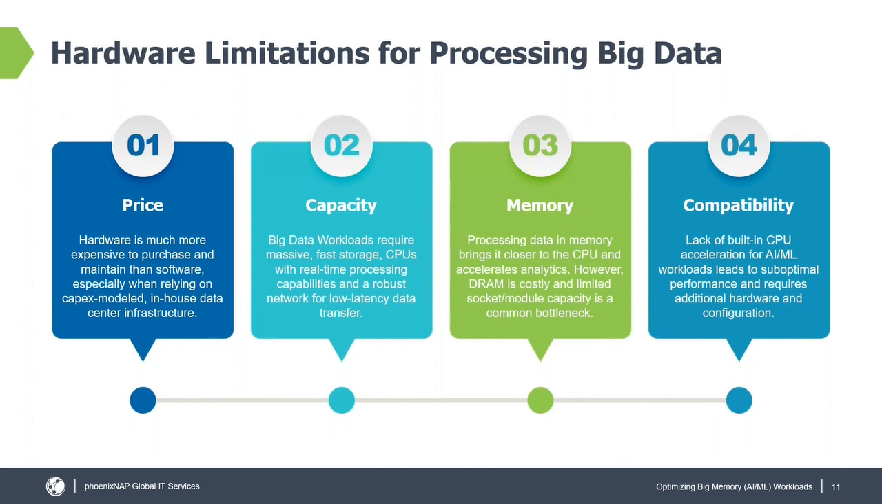When we're dealing with processing data in memory, bringing data into memory will bring it closer to the CPU, which of course is going to help boost performance. But at the same time, we know DRAM can be very costly, and we also might run into limitations on the hardware's capabilities, right, in terms of capacity.